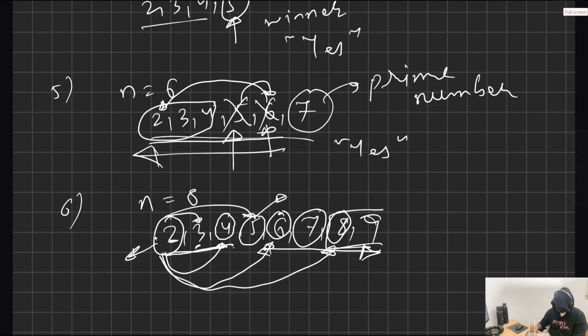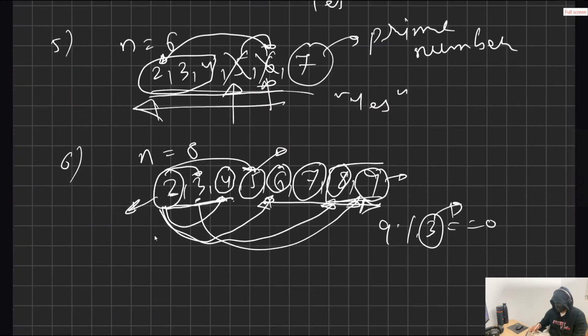But when you consider again one more odd number, 9, now here what will happen is it is not a prime number, so definitely your answer will be no, and I'll tell you why. Because when you consider 3 and 9, 9 modulo 3 will give you 0, which is divisible. So in this case, 3 is gonna win. So 9 is not winning against 3. So 9 cannot be our winning card.